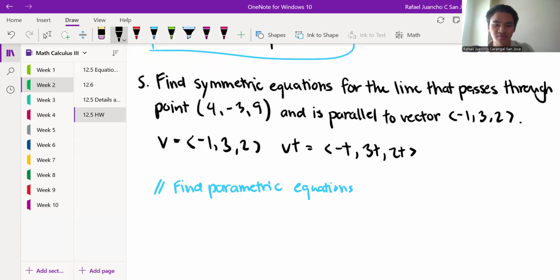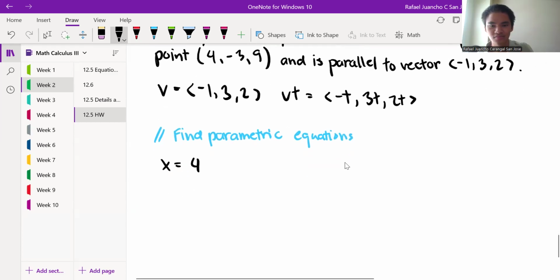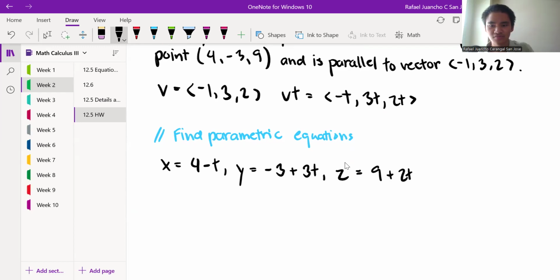And so that means my parametric equations are x equals 4 minus t, y equals negative 3, that's our initial y naught, plus 3t. Then lastly, for our z, it's just 9 plus 2t. Now from there, we can find our symmetric equations.